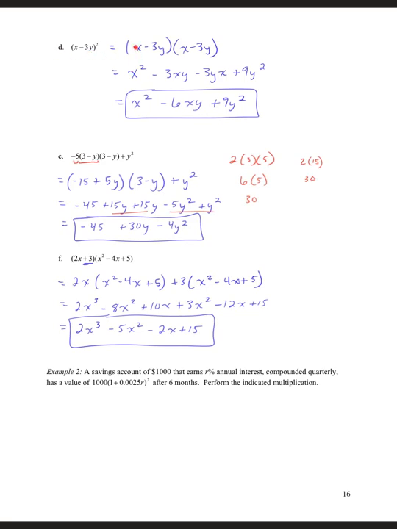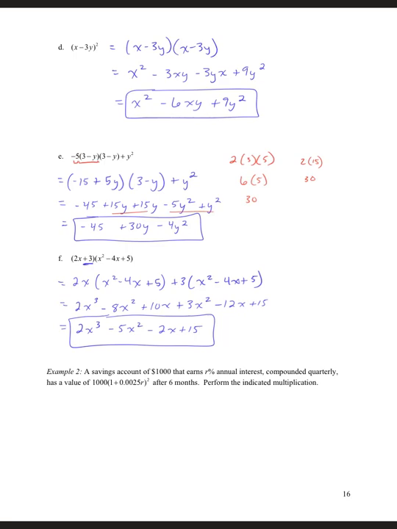So first thing I took x times x to get x squared, and then x times negative 3y to get negative 3xy. Then we take this negative 3y times x to get minus 3yx, and then negative 3y times negative 3y is a positive 9. Now keep in mind, this would be y squared. A lot of times we forget the squared here, but if you're taking y times y, it's y squared.